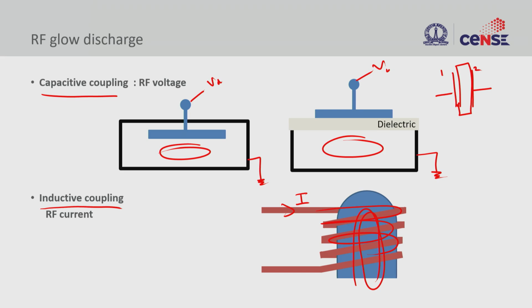So there are two ways to do that. One is capacitive coupling, directly giving electrical power to the system. The other way is by using a coil, where you create a magnetic field, in turn producing an electric current inside the jar that we have.